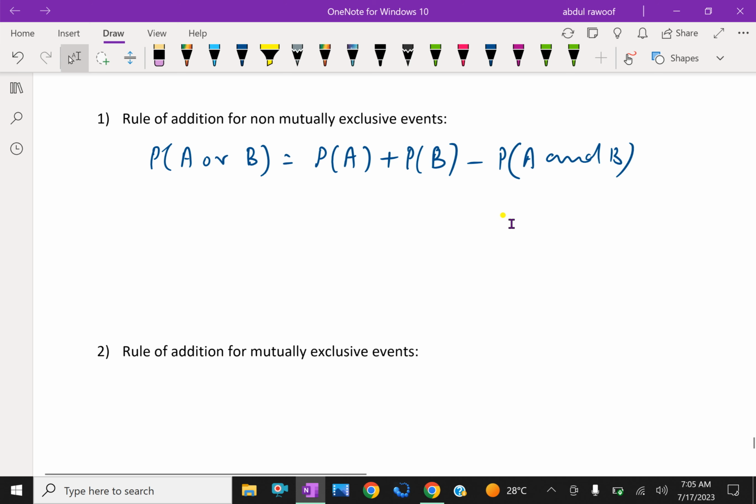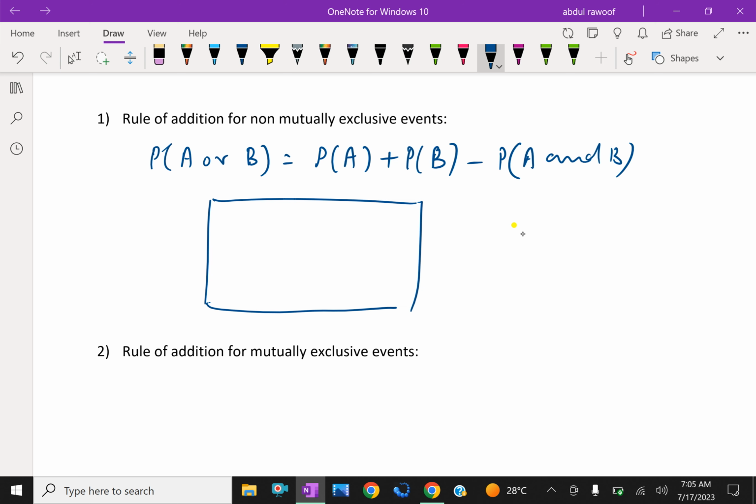For this, we can explain using a Venn diagram. Look at this: here event A, event B, and the overlap, A and B.